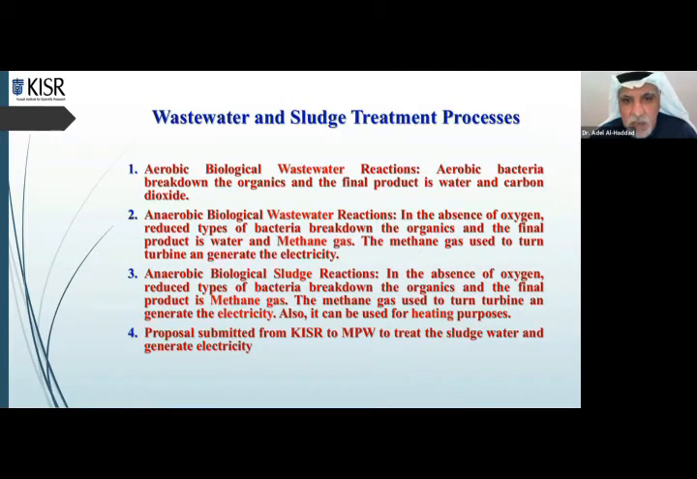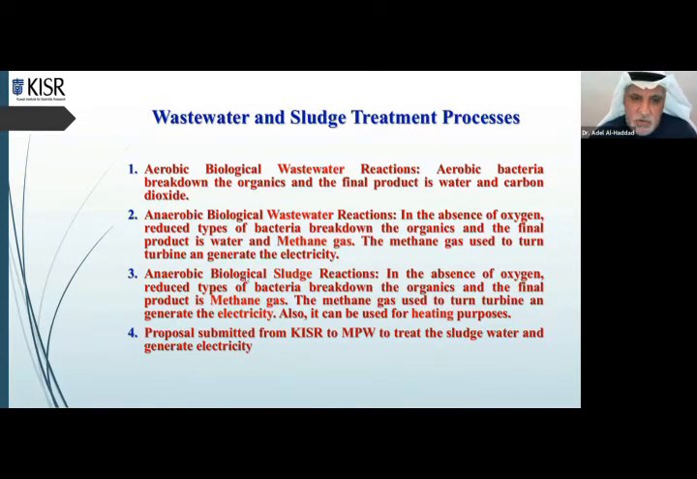Our experience in different countries, the ones we visited and coordinated with, shows that methane gas generation of electricity can reach up to 90 or 95% of demand. So these plants don't need to get electricity from an outside source; they can depend on the wastewater alone.